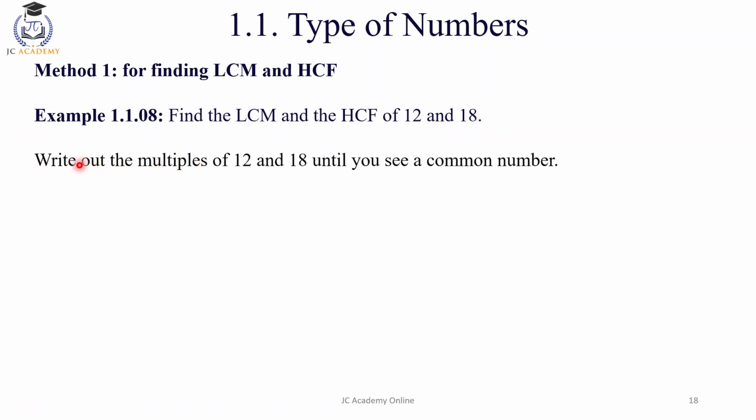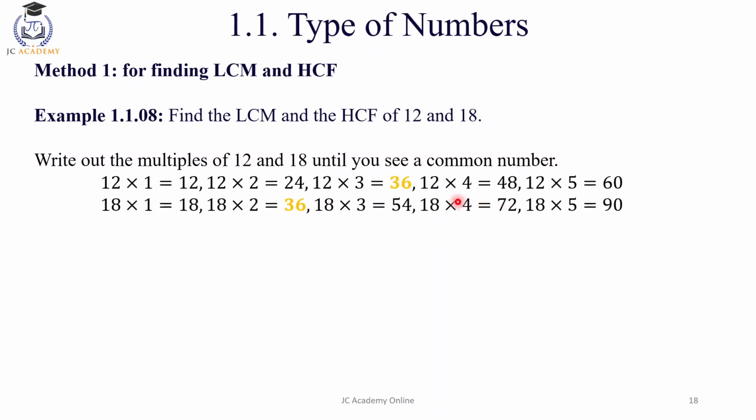So first thing we do is write out the multiples of 12 and 18 until we see a common number in the answer. So let's do that. We do 12 times 1 equals 12, 12 times 2 equals 24, 12 times 3 equals 36, 12 times 4 equals 48, 12 times 5 equals 60. It's always good practice to just do the first 5 of both numbers, and if there are no similarities, then do the next 5, just to save you some time.